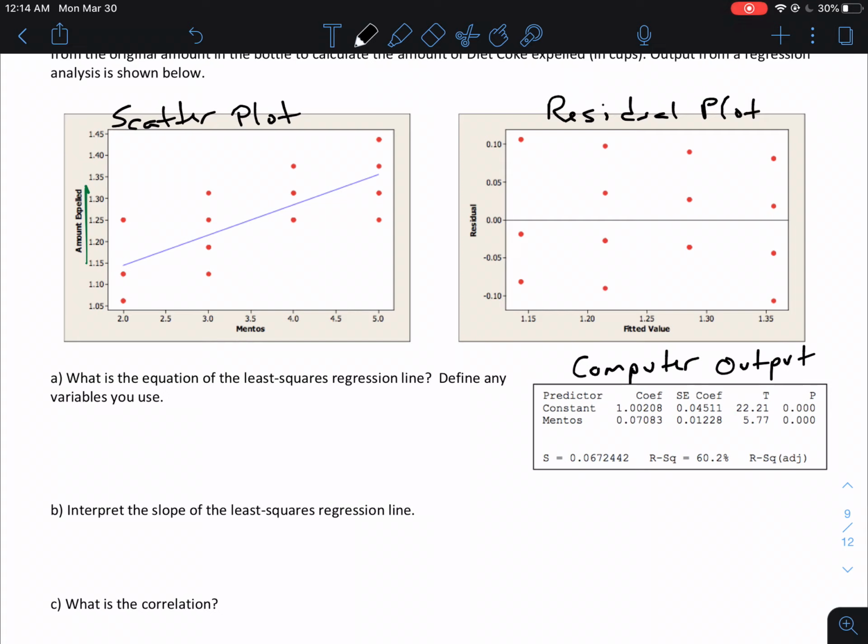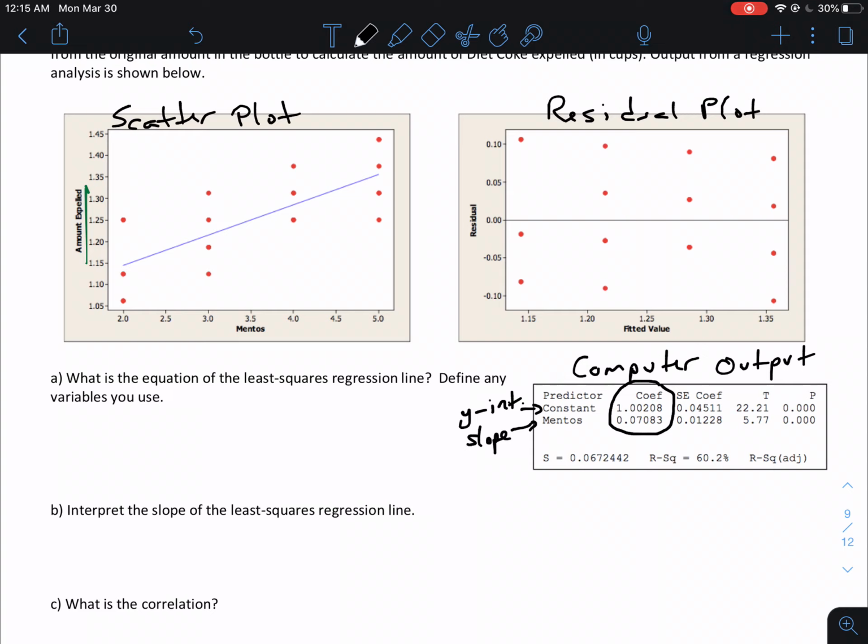First off, using that computer output, what is the equation of the least squares regression line? And then we need to define any variables that we use. Obviously you can see based on this computer output, it's giving us a whole lot of information. What you need to look for when you're writing your equation is this coefficients column. Not the SE coefficients or the standard error coefficients, but just the regular old coefficients. Notice that one of them is what's called a constant. In other words, that will be your y-intercept. The other, for Mentos, is what we're going to use as our slope, since we're going to be changing our graph and our data based on the number of Mentos that were dropped.